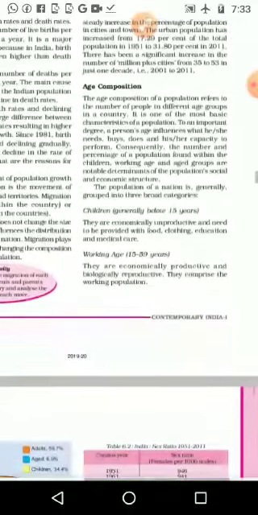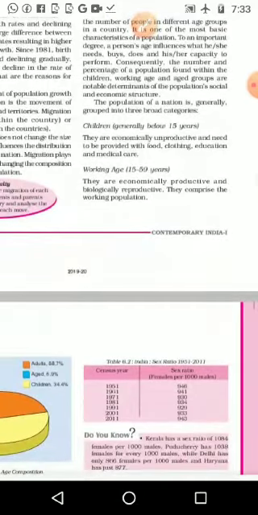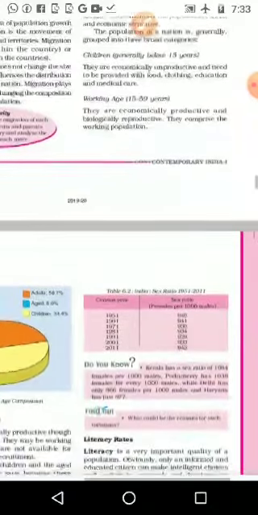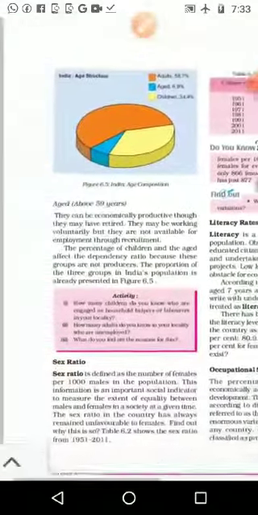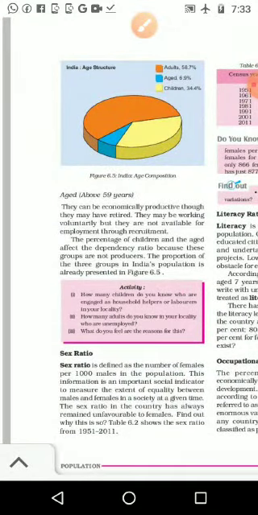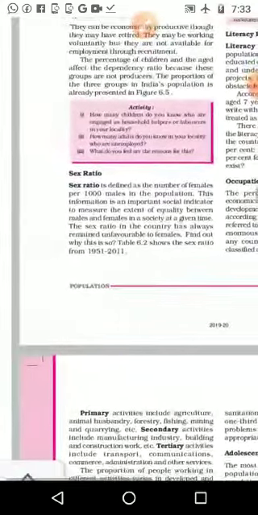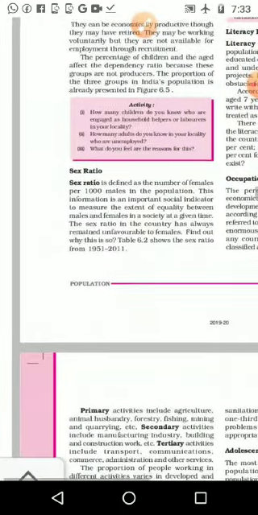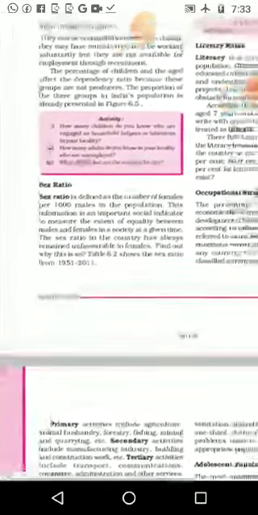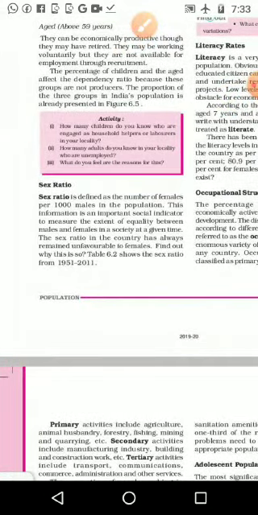In that we make three groups. One is the children, below 15 years, who are the dependent population on the working population. Second, the working population, 15 years to 59 years. The next one, the aged, above 60, whom we call elderly or senior citizens. The next topic is sex ratio, which we calculate as how many females for 1000 males. In India it is 945 females for 1000 males, that much difference we can see.